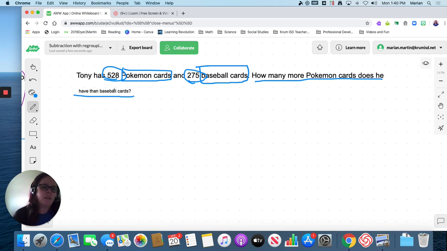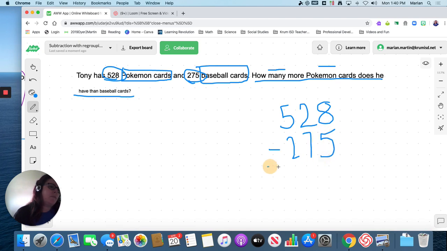All right, so now that we've evaluated it, we can see that we need to do subtraction because it says how many more here. So these are keywords that show subtraction. So now I'm going to set the problem up. The problem's going to say 528 minus 275, and I put 528 on the top of the problem because it is the larger number and this is a subtraction problem. So if I'm doing a subtraction problem, I'm going to put the larger number on top or first. Okay. Now I'm going to go ahead and model this top number.